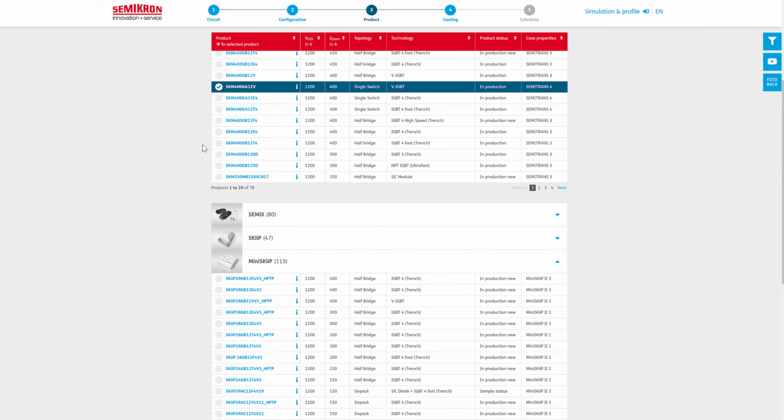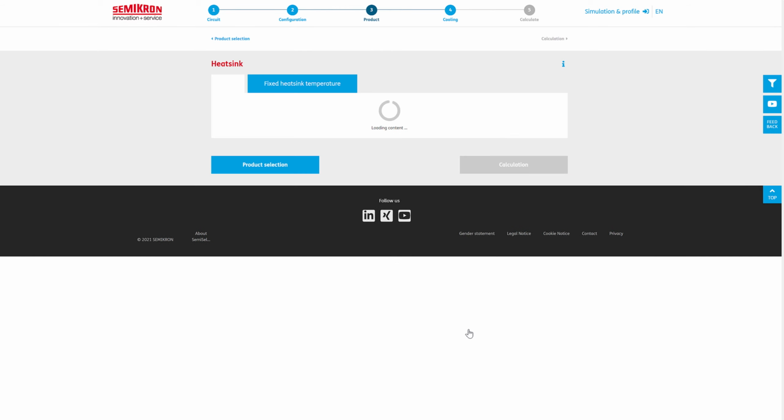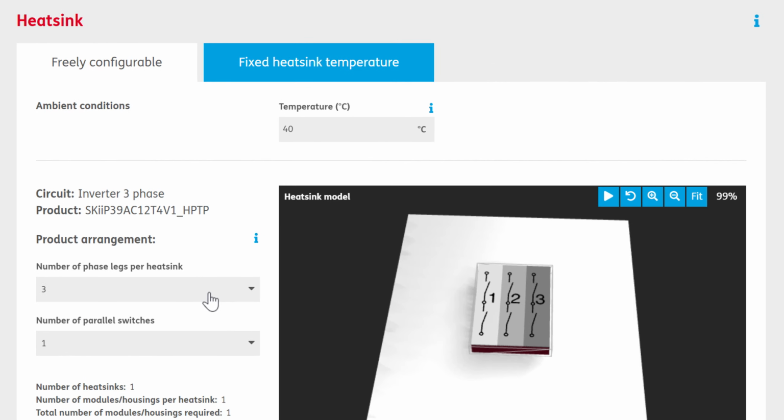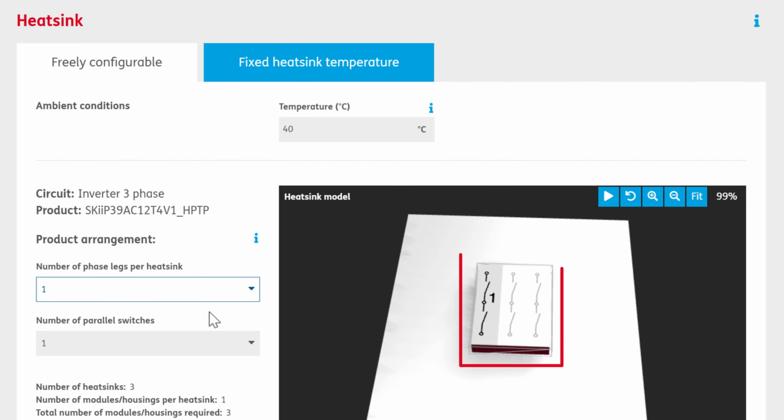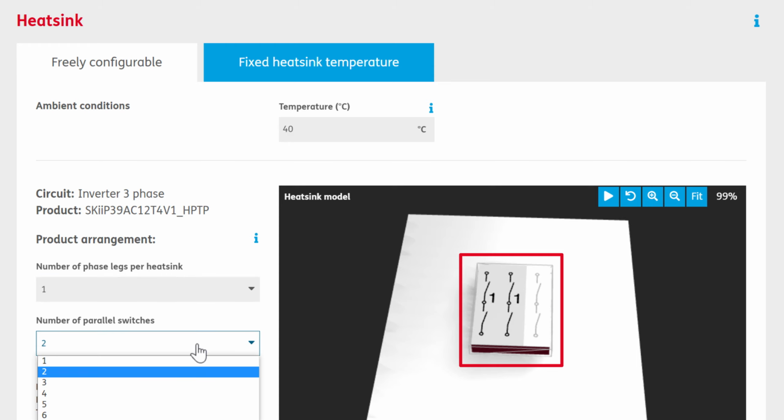Now, let's look at a 6-pack where only 2 phase legs are used. Unused phase legs appear empty when not in use, such as this 6-pack module shown.